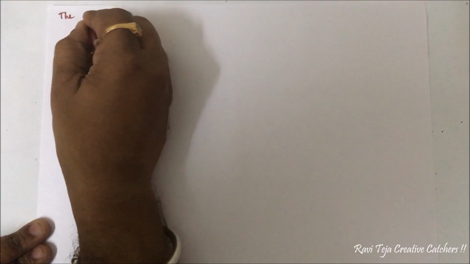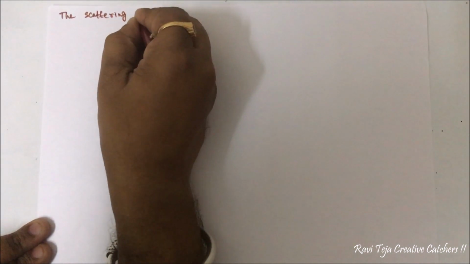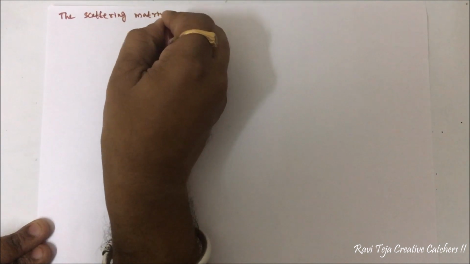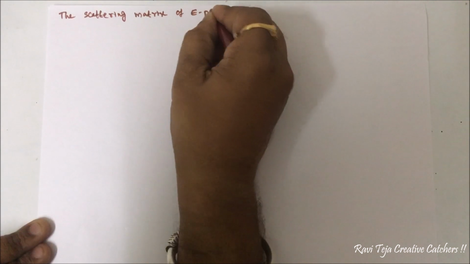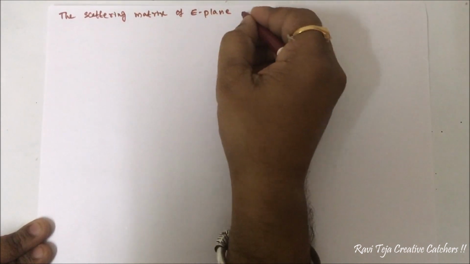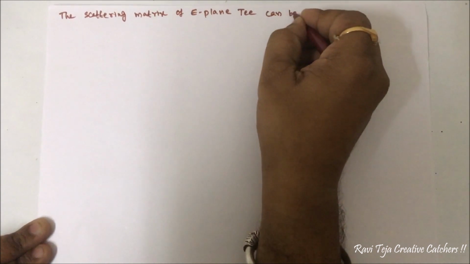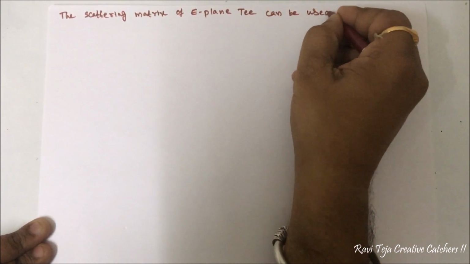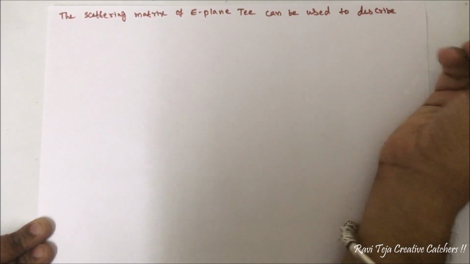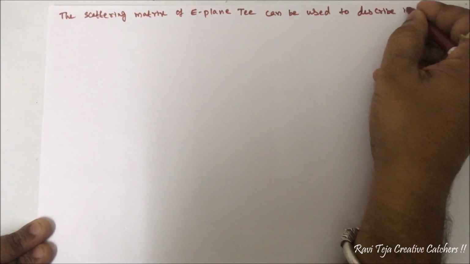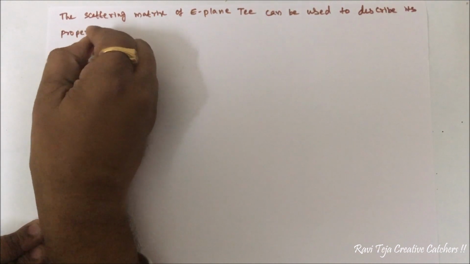The scattering matrix of the E-plane T can be used to describe its properties.